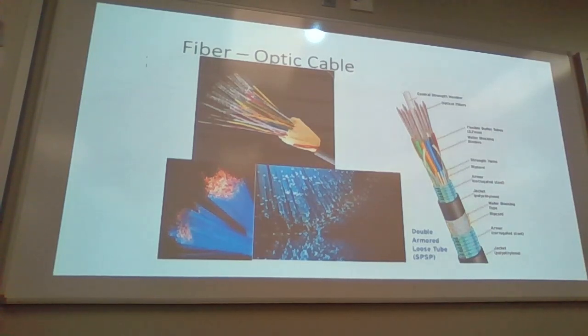And how much resistance is there for light? It's light. It is none. So it's super efficient, super fast. It goes like the speed of light, but it's expensive to install. There's an upfront cost, but once it's in, it's good to go.